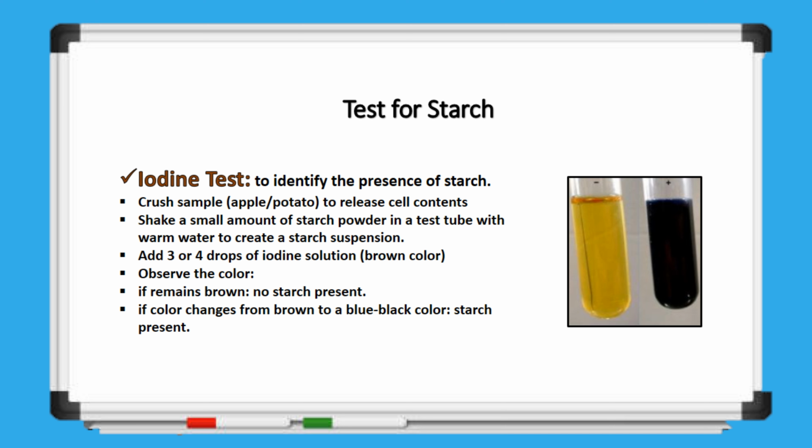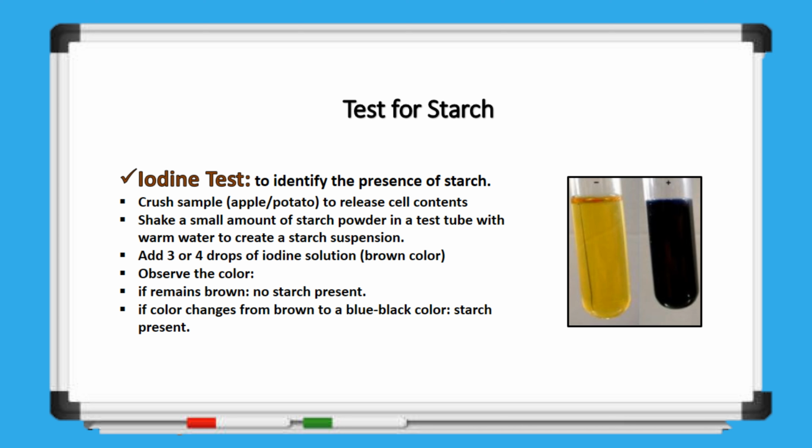Now for the actual test. Add 3 to 4 drops of iodine solution, which is brown in color, to the sample or starch suspension. Then, observe the reaction carefully. If the iodine stays brown, it means no starch is present in the sample. However, if the color changes to a blue-black, that's a positive result. It confirms the presence of starch. This color change occurs because the iodine reacts with starch to form a blue-black complex, which is easily visible.